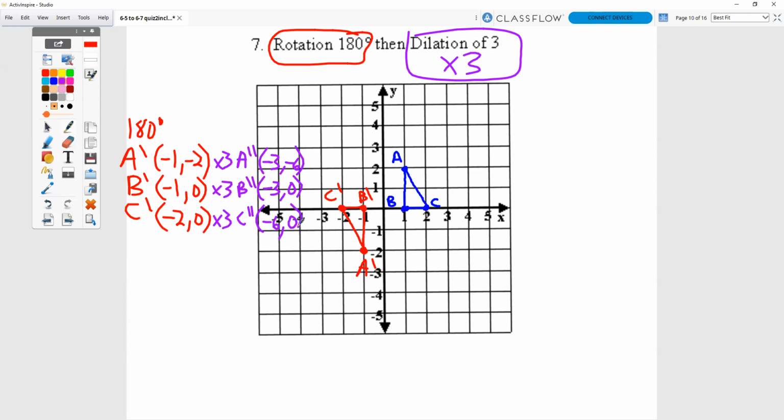So I have -3, -6. That's A double prime. -3, 0, that's B double prime. And -6, 0. It's sort of going to be hard to see here. It's right in here. This is C double prime. I'm going to connect my dots. And I get that new bigger triangle.